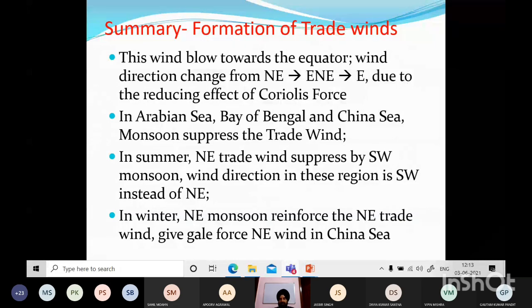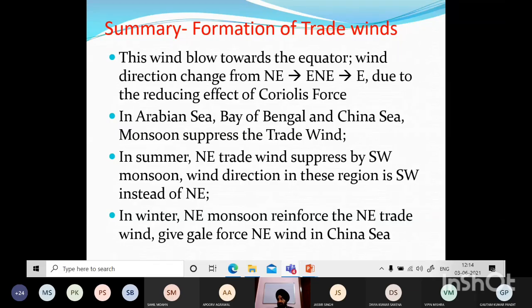So seasonal winds, as you have just seen, as we are waiting, the southwest monsoon is going to come. How strong these winds blow. They suppress the trade wind system. So in summer you see the northeast trade wind is pressed by the southwest monsoon wind direction. In this region it is southwest instead of northeast.